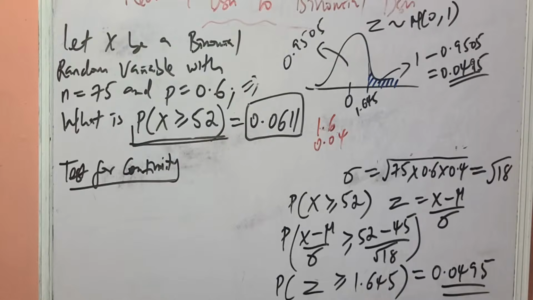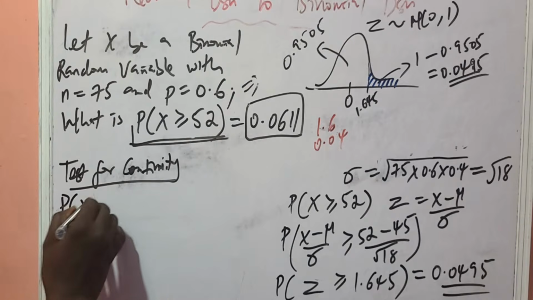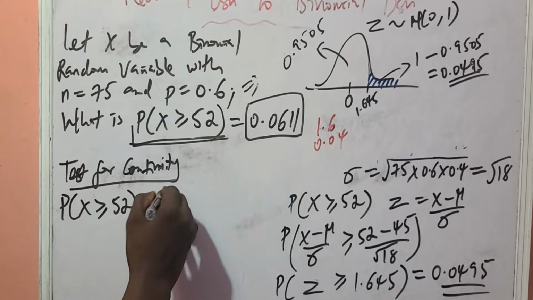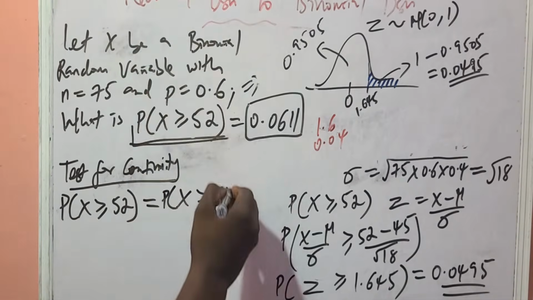So you see, that's the reason why I will be introducing to you now the way to solve with the correction for continuity. Now, what you have to do is very simple, and you don't need to feel it's a big deal at all. So instead of us solving this way, when we had probability of x greater than or equals to 52, what we would have done using correction for continuity would have been, rather than using 52 here, we would have used x greater than or equals to 51.5.